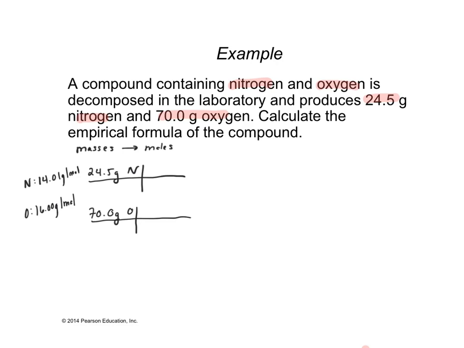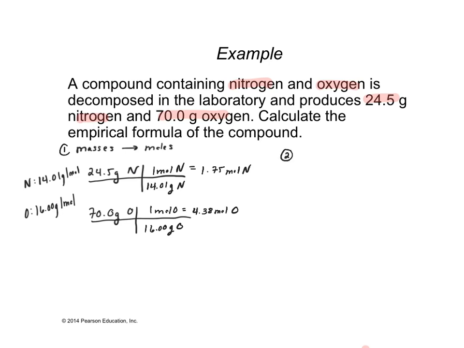Okay, so I've got nitrogen, 24.5 grams. I'm going to divide by the molar mass, so it's 14.01 grams for every 1 mole. And then same thing for oxygen. I've got 70. I'm going to divide by the molar mass to convert to moles. So for the numbers here, I get 1.75 moles of nitrogen, and I get 4.38 moles of oxygen. All right, so that's step number 1, conversion from our element masses to element moles.